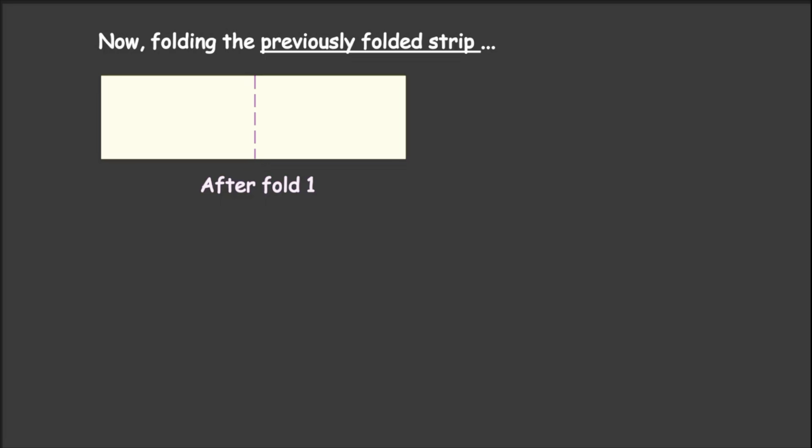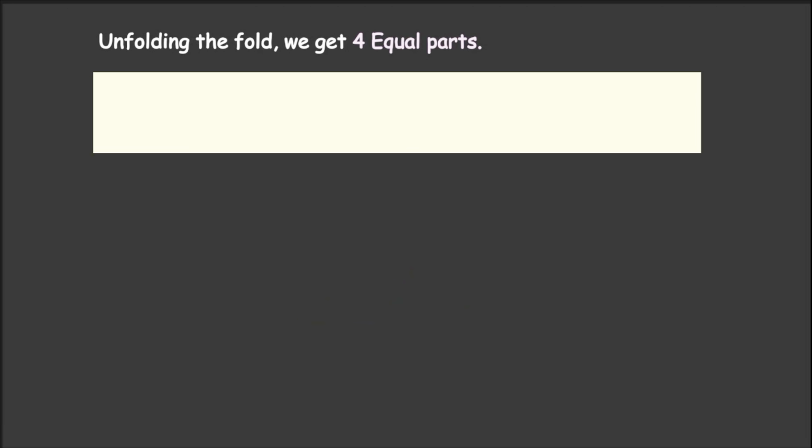Now upon folding the previously folded strip again into two equal parts, it looks like this. And when we open it again, we can see more creases. This time, the strip is divided into four equal parts. Let's understand these parts very carefully. Look at the first part. It's basically one part out of four parts which is represented by 1 by 4.